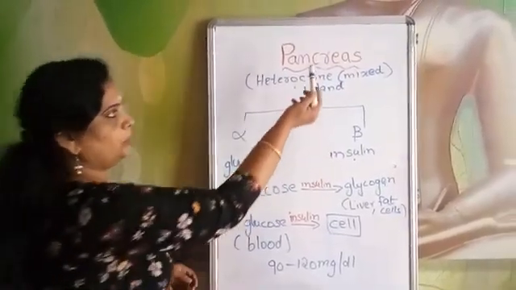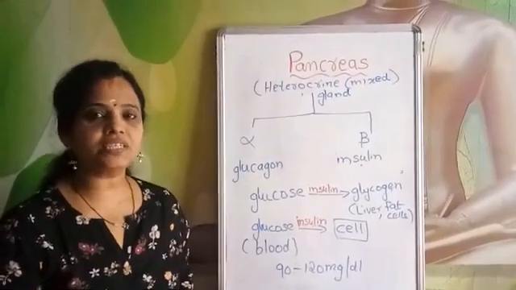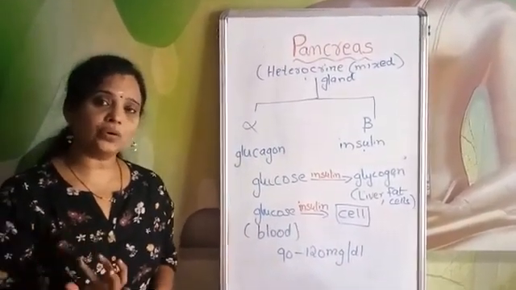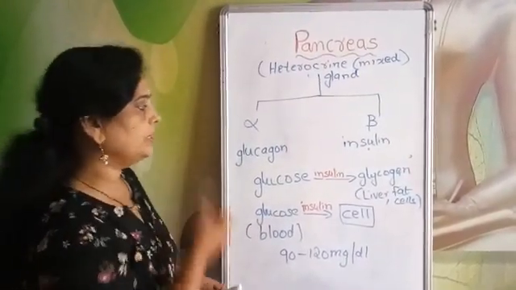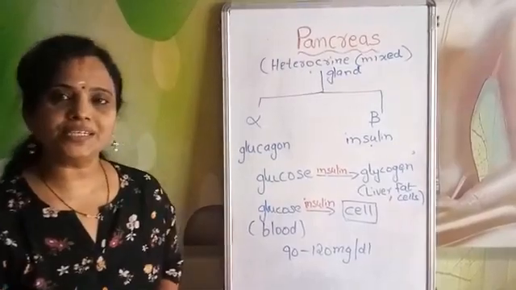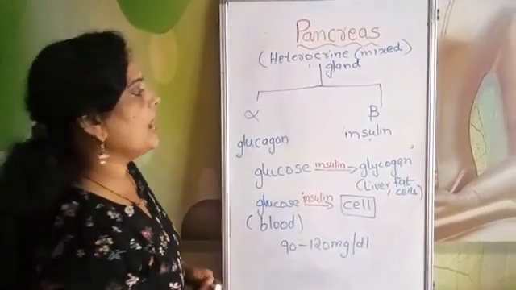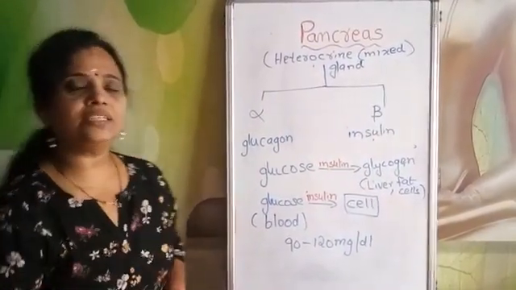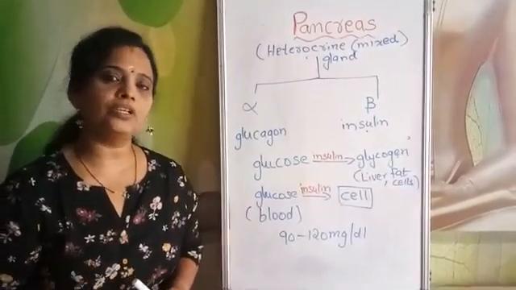Now, as I already told you, the pancreas is a heterocrine gland or mixed gland. You know the reason. It is acting as both an exocrine as well as an endocrine gland. Now, here we are going to learn about the hormones secreted by pancreas. That means the alpha cells and beta cells we are going to learn, and the beta cells secrete a hormone called insulin. Let us first learn about insulin.